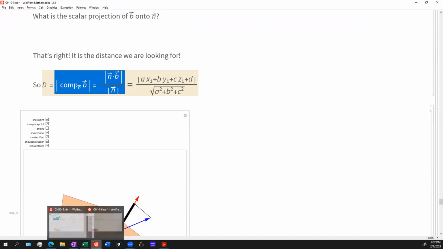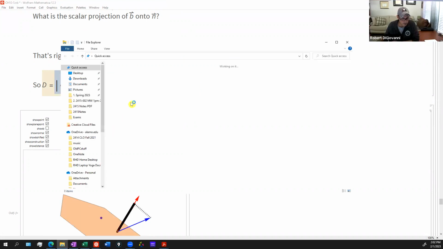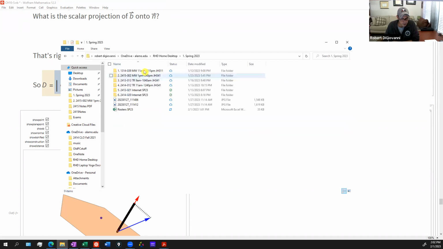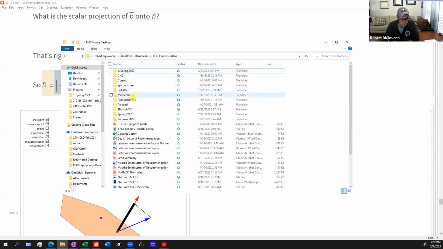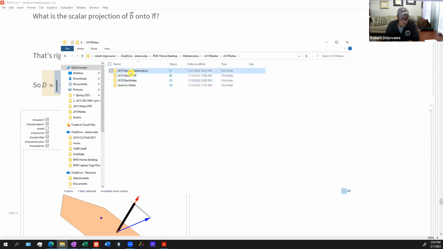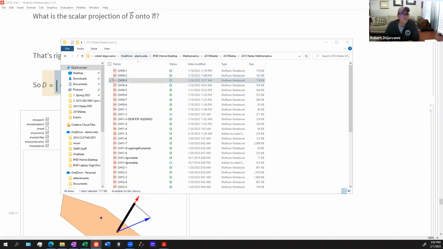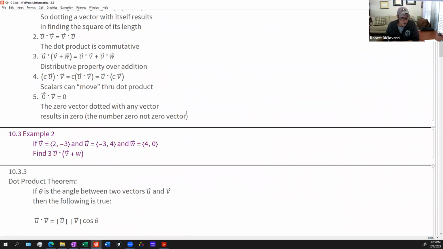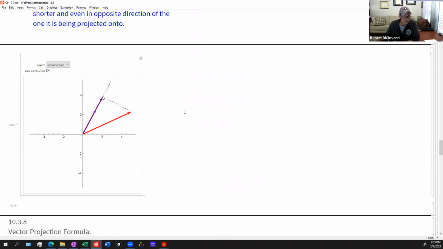So let me see. I think it's 10.3. Let me see here. Where's this thing? 10.3. Yeah, dot product. So in 10.3, we had this thing where, here it is, you have a vector and you drag this around. We were talking about what it looks like to project the red one onto the blue one. Actually, we're doing it the other way around. We're doing the blue onto the red right now. So we're trying to find that vector and we're trying to find its length.